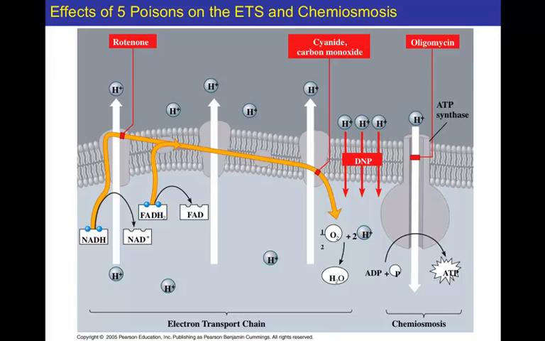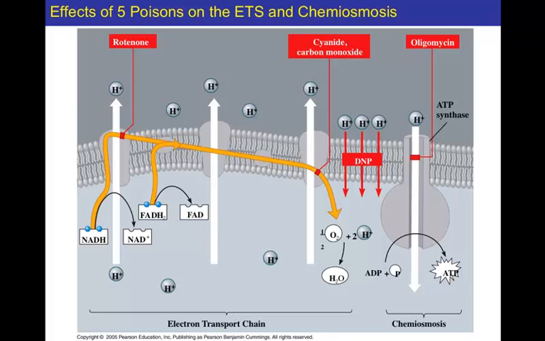Here you see the effects of 5 poisons on the electron transport system. Notice that rotenone blocks transport of electrons right after the addition of electrons from reduced NAD. As a result, electrons cannot pass any further down the chain, and because they can't, there is an absence of the ability to make ATP. Cyanide and carbon monoxide bind a bit farther down the chain, and they prevent further electron transport at that point.